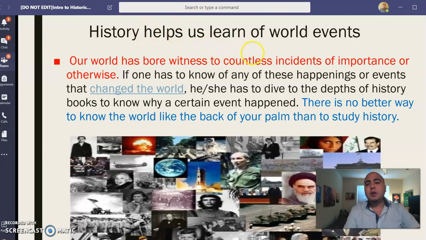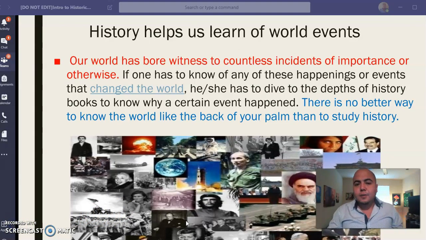History helps us learn of world events. Our world has borne witness to countless incidents, of importance or otherwise. If one wants to know of any of these happenings or events that changed the world, he or she has to dive into the depths of history books to know why a certain event happened. There's no better way to know the world like the palm of your hand than to study history.